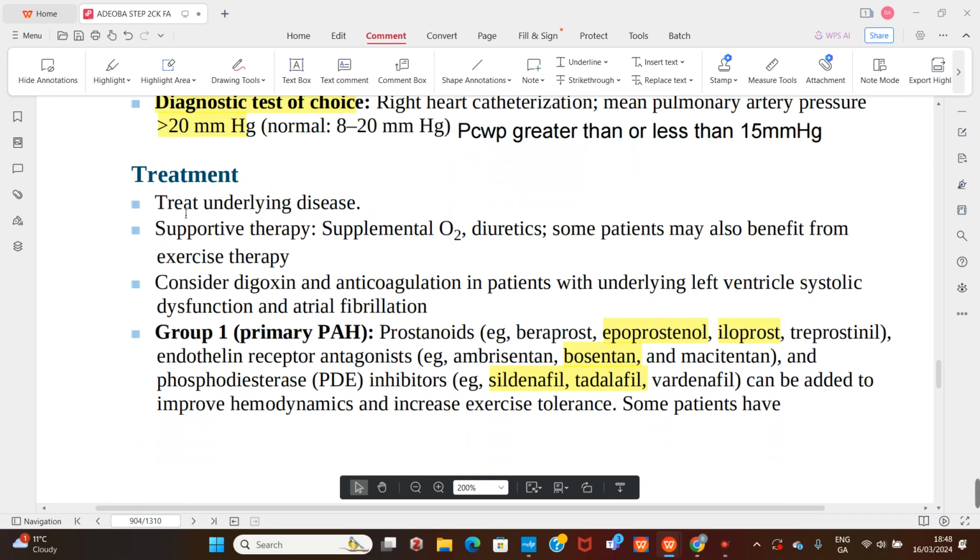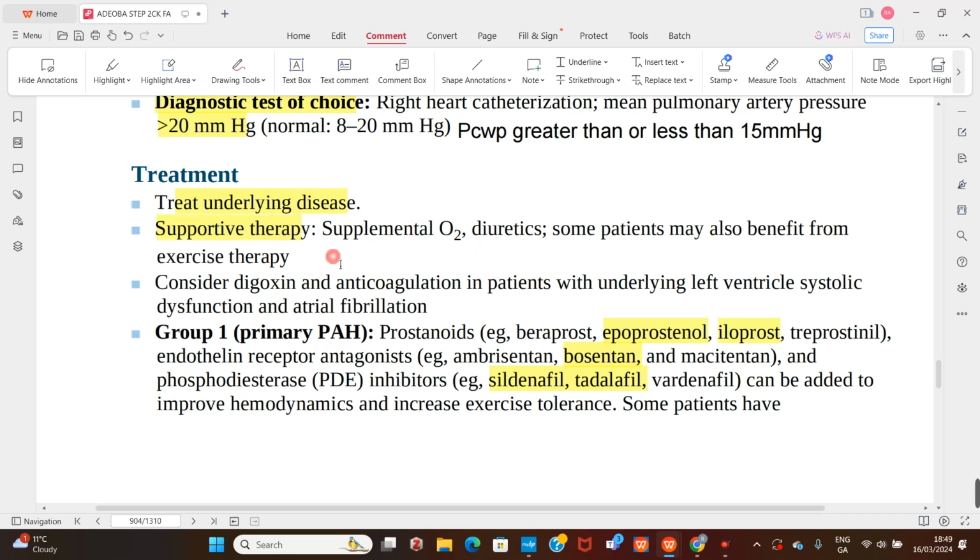So how do you treat? You treat the underlying cause. So don't forget the investigations. Echo is the first thing. You look at the pressure, you look at the functionality of the right ventricle. Then you can do your chest x-ray to corroborate your finding. You can do your ECG, you know what to look out for. But if they ask what's the best test, it is right heart catheterization. The best initial is echo. The best diagnostic test is right heart catheterization. But the best initial is echo. So we should not mix it up. So you give supportive therapy.